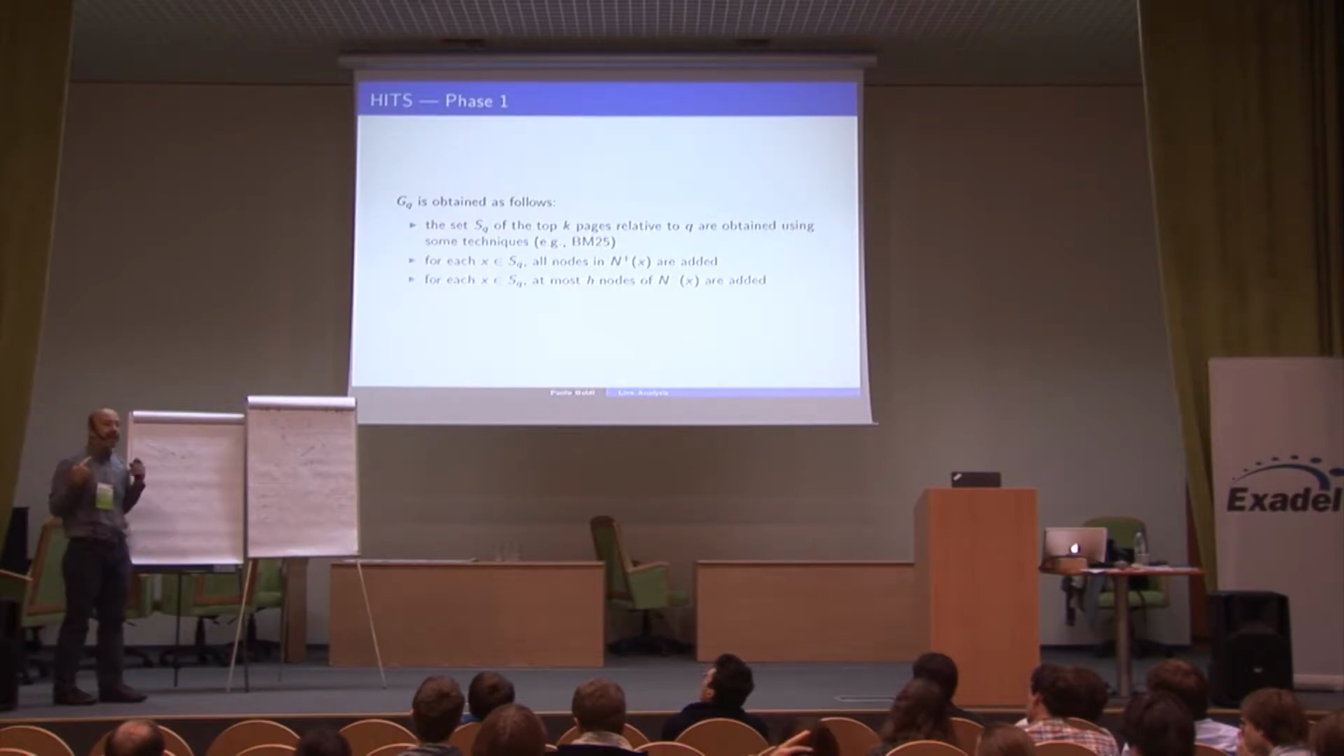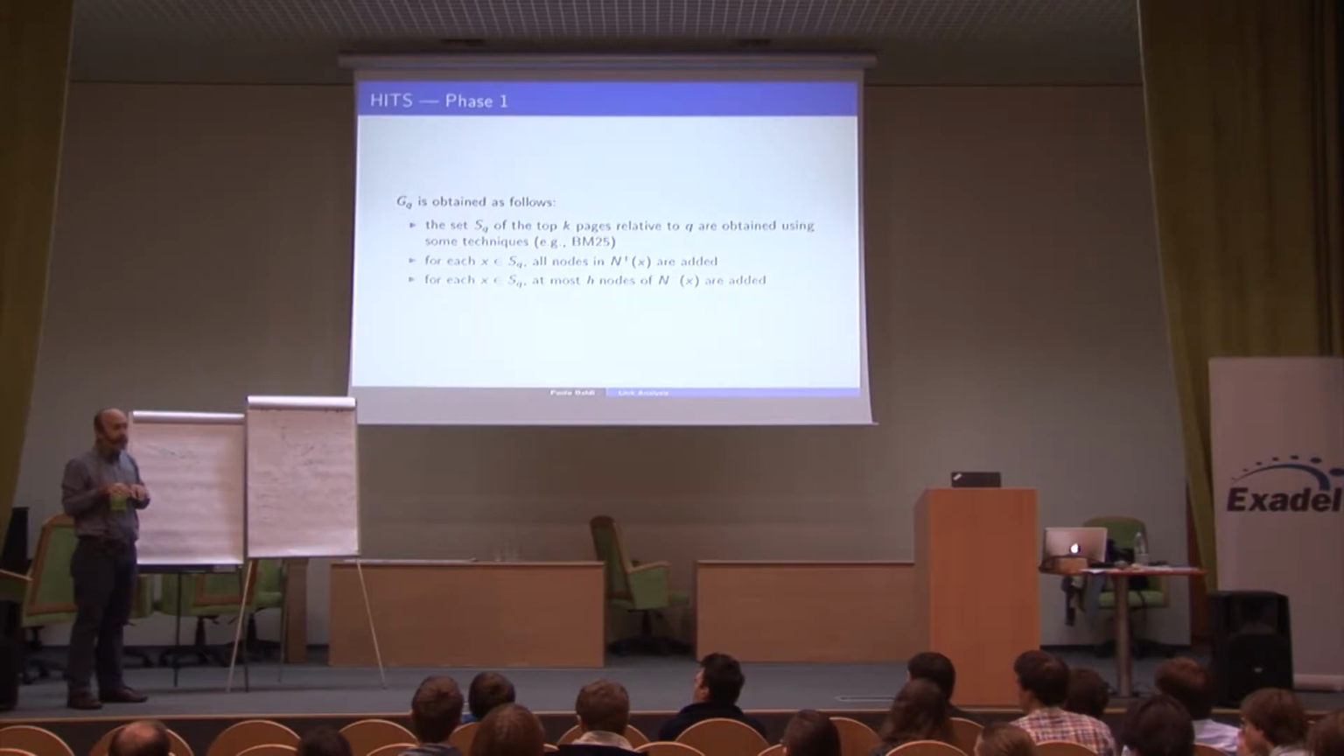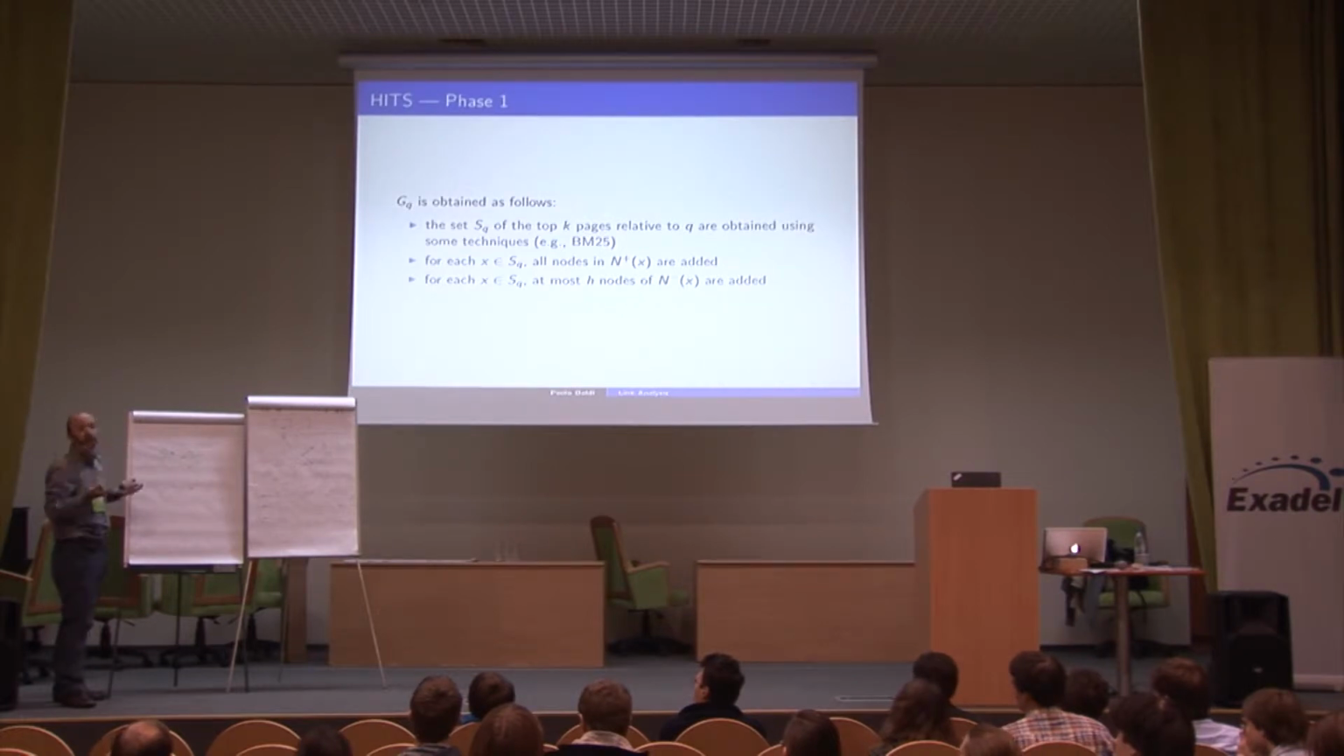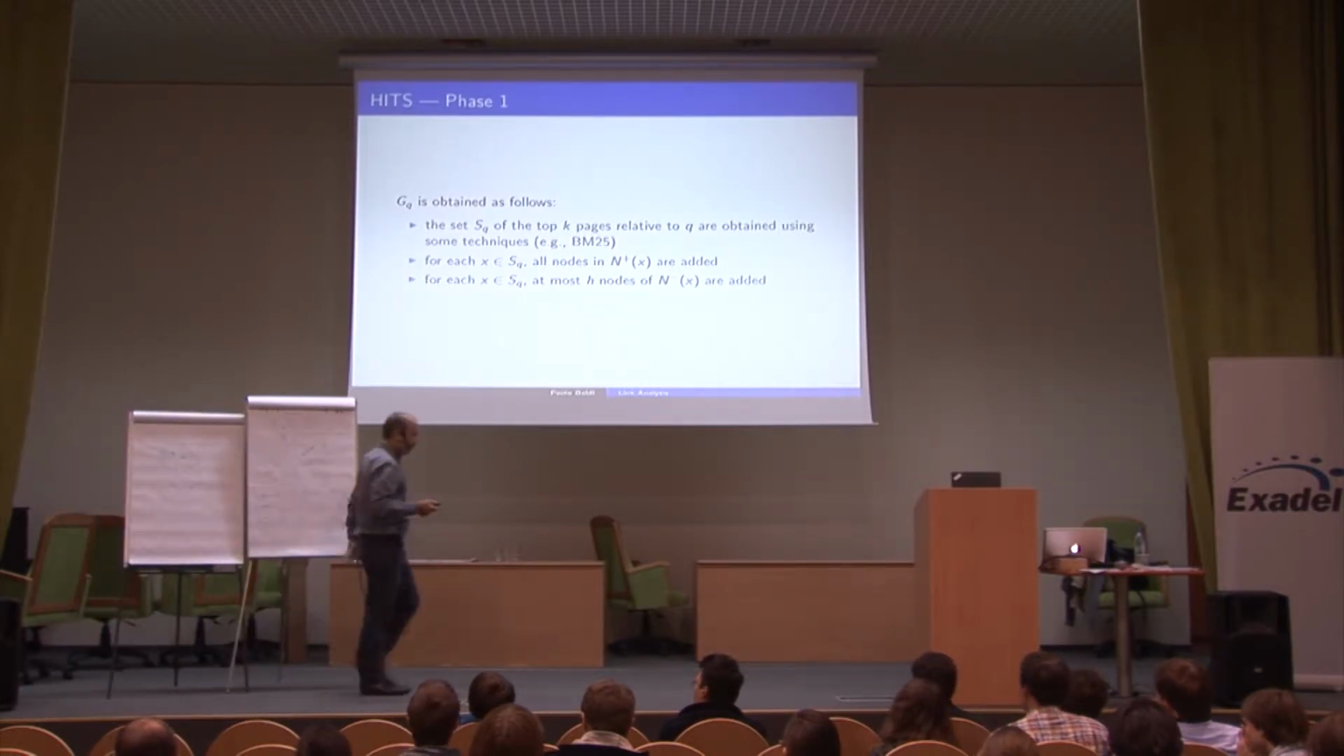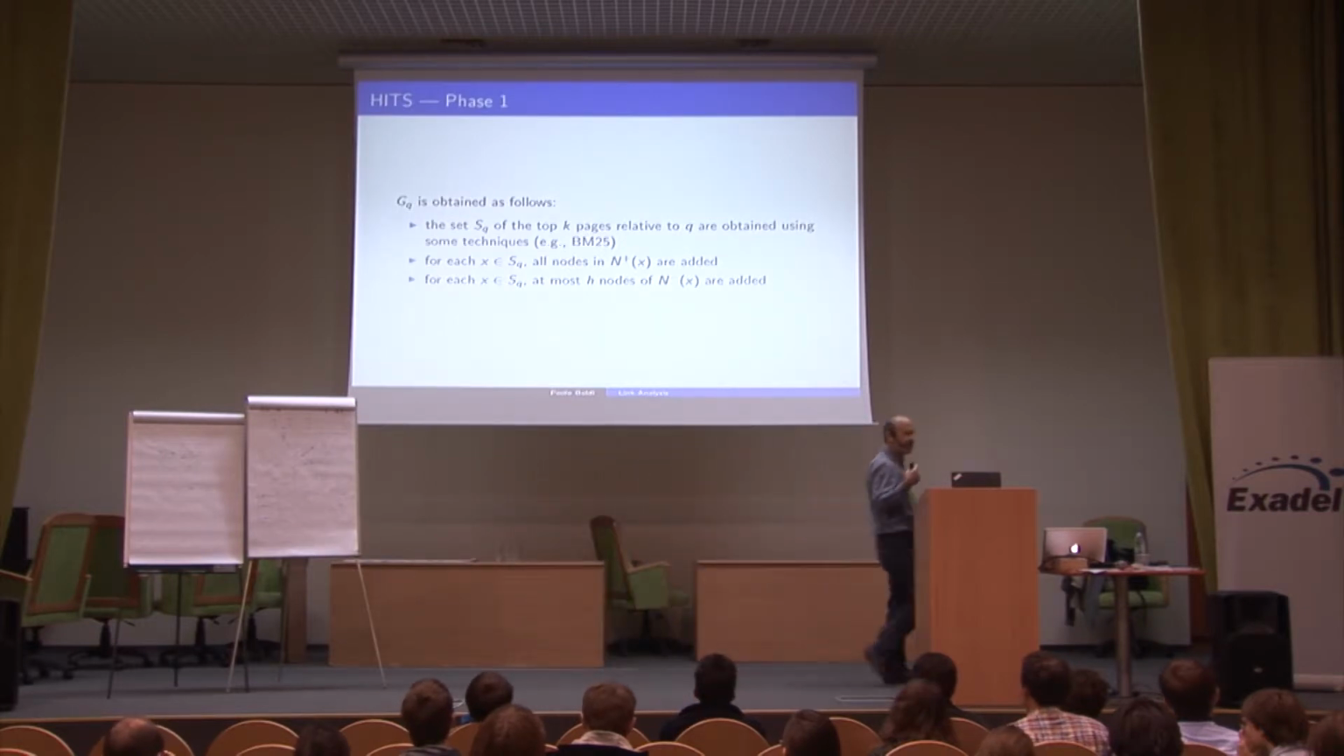This is because the number of incoming links can be much larger than the number of outgoing links. Why? Because the outgoing links are the links that you put yourself manually in the page. So you don't want to put too many anchors in your page, because you have to write too much HTML. But the incoming links are pages that point to you, and that can be millions of pages if you are popular. So that's why. So this is how the graph GQ is built.